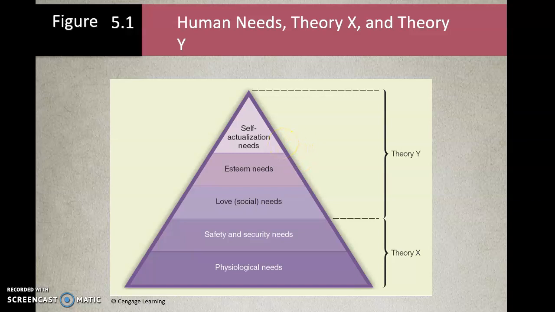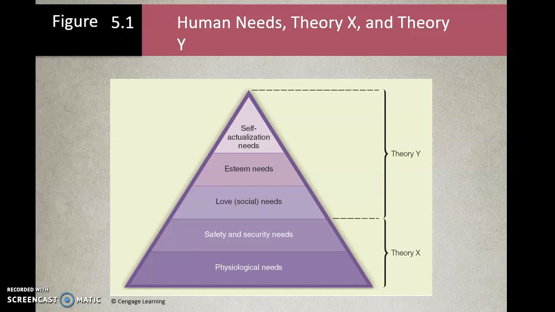The first one is physiological needs, and that's hunger, thirst, shelter, bodily needs that you might have. Then the second one, once those are met, you move to security and protection with the safety. That's where you're free from physical and emotional harm. Those are what we will call the lower order needs.